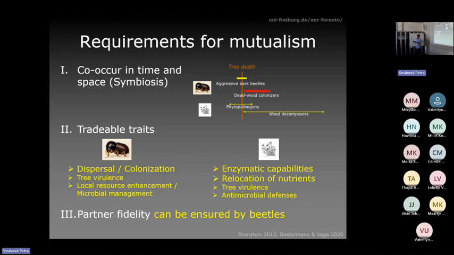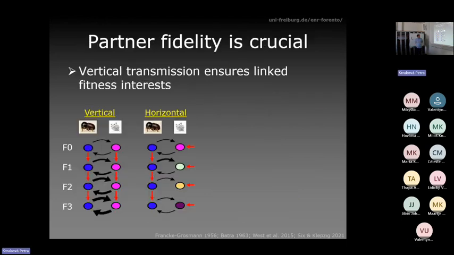That means for an evolutionary process to start so that a mutualism can evolve, or a dependence between organisms can evolve, you need these organisms to stay together over multiple generations. And this is actually maintained in many bark beetles by so-called vertical transmission of fungi. So if you didn't hear this word, vertical transmission, what does it mean?